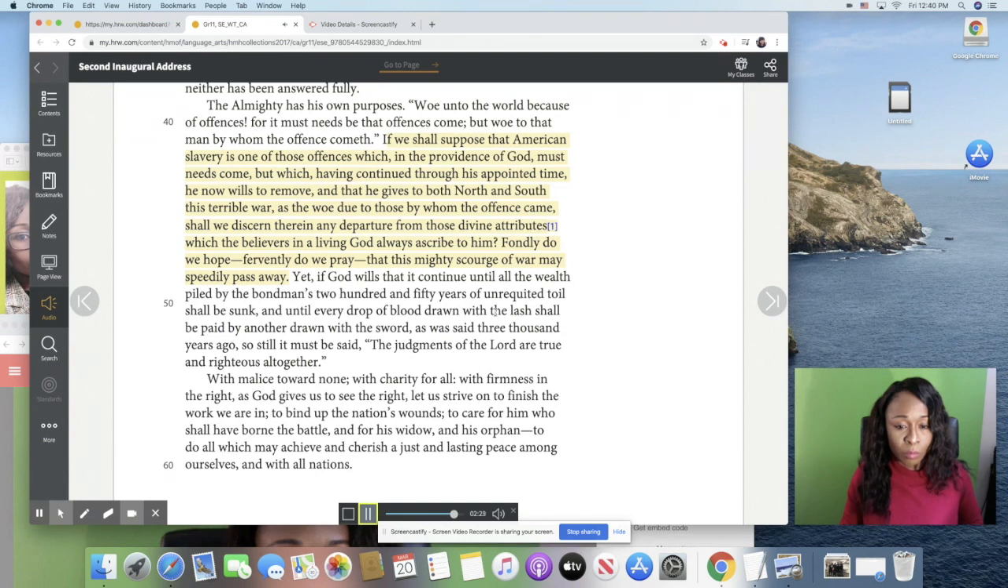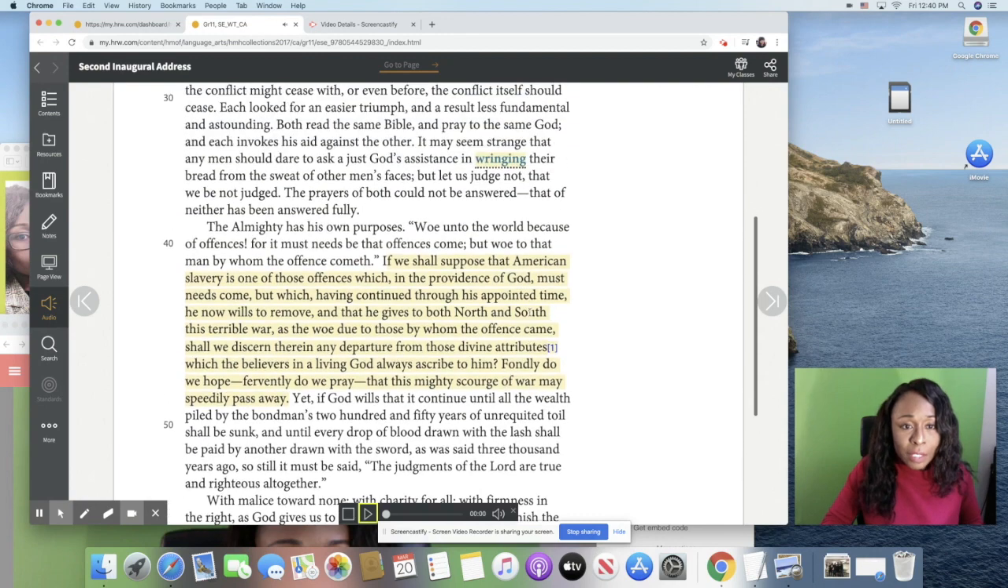With malice toward none, with charity for all, with firmness in the right, as God gives us to see the right, let us strive on to finish the work we are in, to bind up the nation's wounds, to care for him who shall have borne the battle, and for his widow and his orphan, to do all which may achieve and cherish a just and lasting peace among ourselves and with all nations.